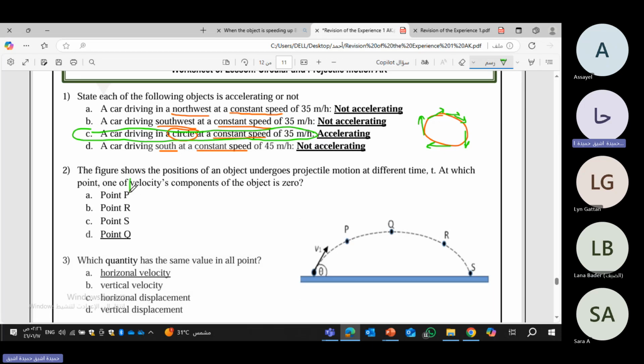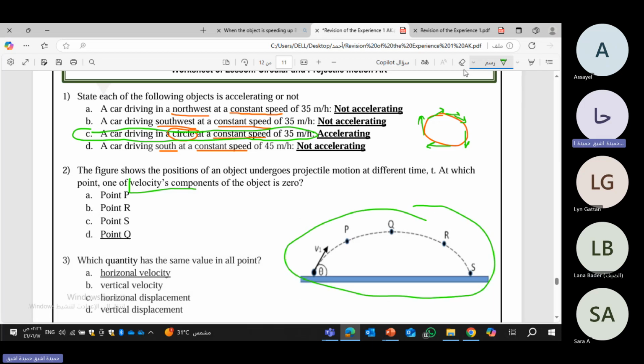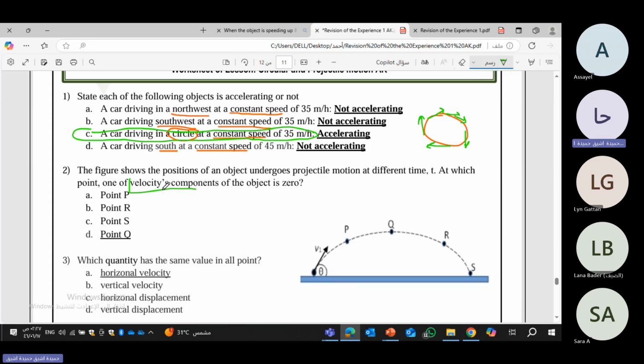When the velocity... actually it's asking about projectile motion. This figure is projectile motion. Here it is asking at which point one of the velocity components is 0. Actually, it asks about Vy, girls, Vy, because Vx is already constant, it's not 0. So Vy is 0. When? What do you think? At which point? So you can draw a tangent, so you know. This is a tangent, and this is a tangent, and this is a tangent, and this is a tangent. So which tangent has no y motion? Which one?